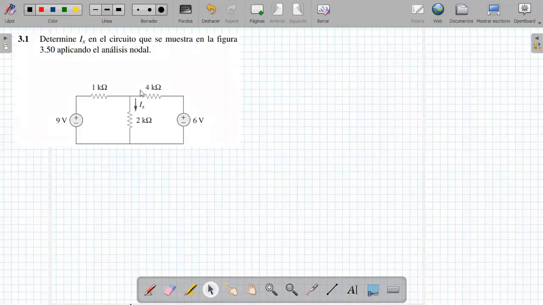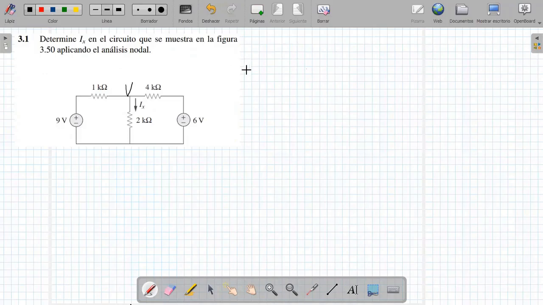So, what I'm going to do is locate myself at this point and call it voltage V. We need the voltage at that point to determine the current. Now, the first thing to do in these circuits is a visual inspection to analyze the flow of the currents.